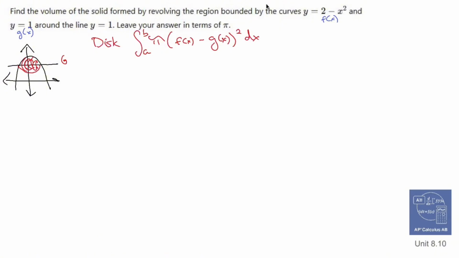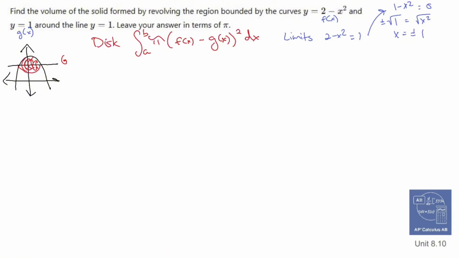Now, before I can even begin this, I have to find my limits of integration. So my limits are going to be found by setting 2 minus x squared equal to 1 so I can find out where these two curves intersect. So why don't I subtract 1 to get 1 minus x squared equals 0. Why don't I add x squared so I get 1 equals x squared, square root everything, not forgetting my positive or negative, and my limits are going to be positive or negative 1.